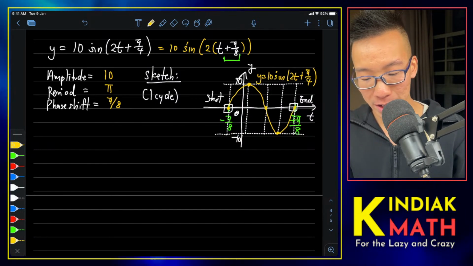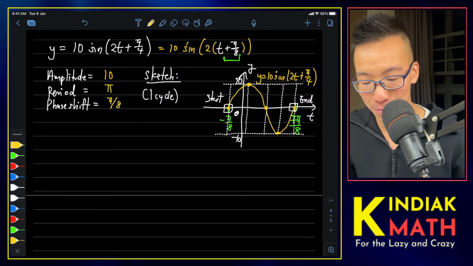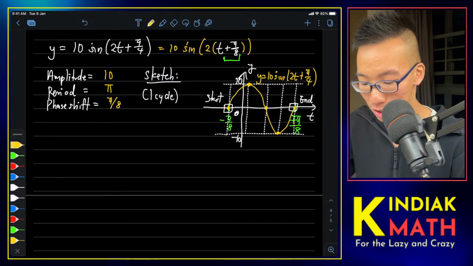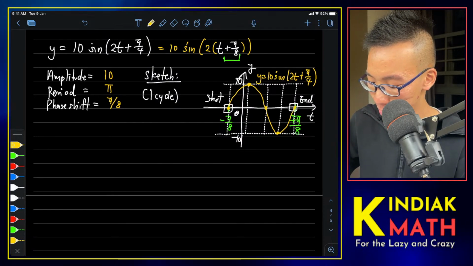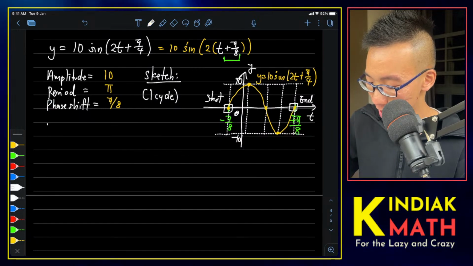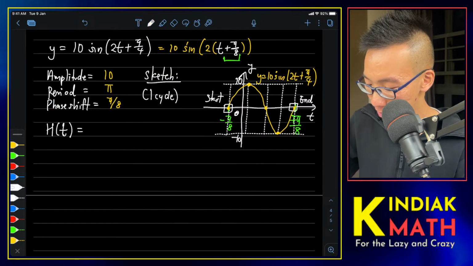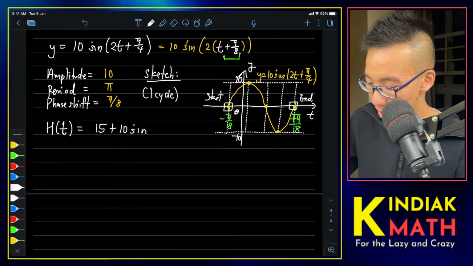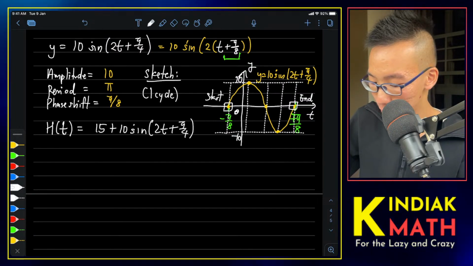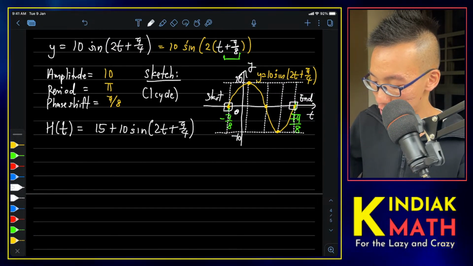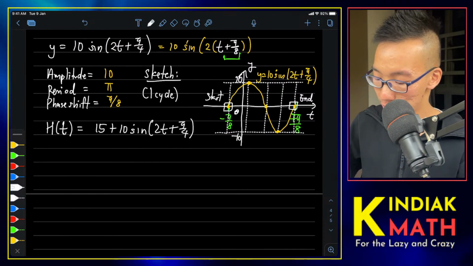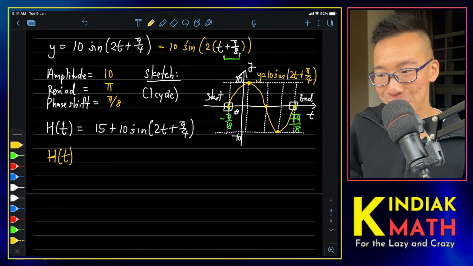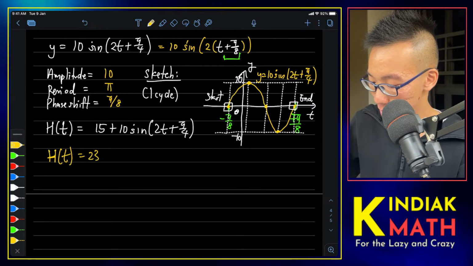And what we're going to do now is essentially solve an equation. Now the youth screams each time the height reaches 23 meters. And we're told that the height is given by 15 plus 10 times sine of 2t plus pi over 4. We want to find the time at which the youth screams, that means we need to solve the equation. The youth screams whenever the height is 23. So we need to solve this equation.